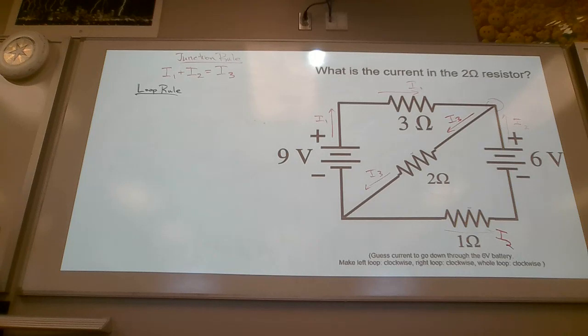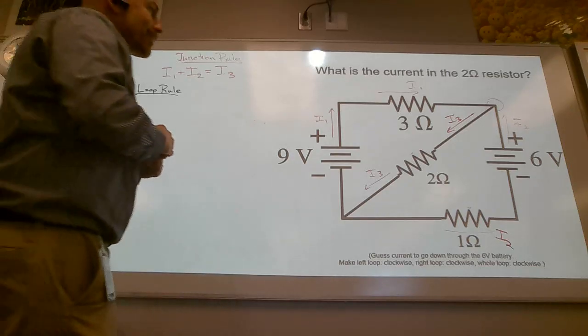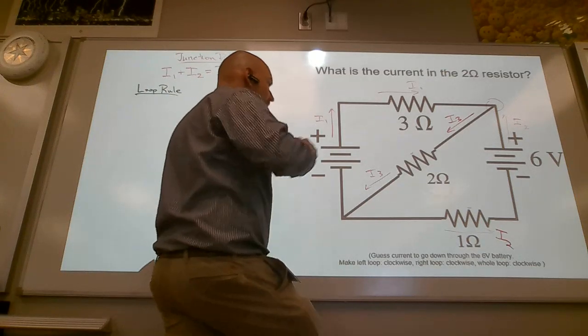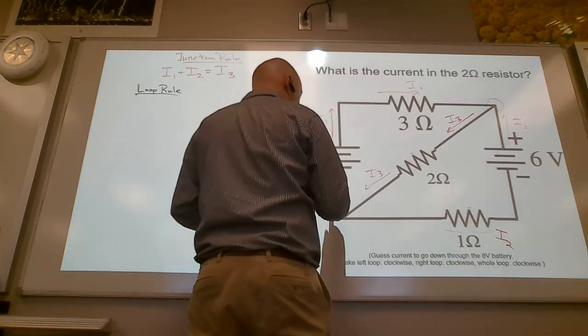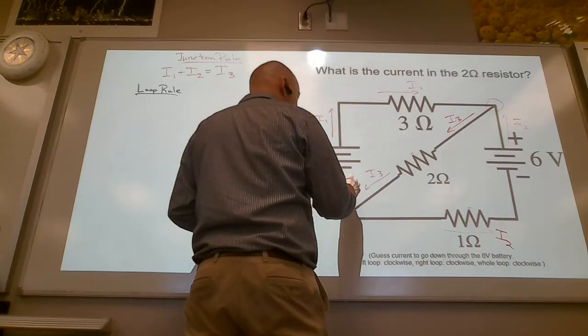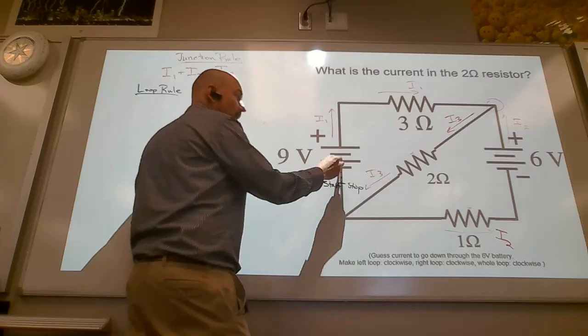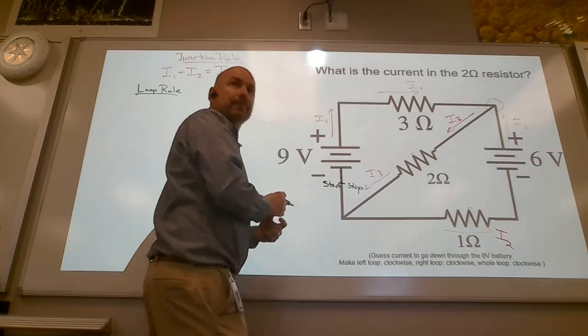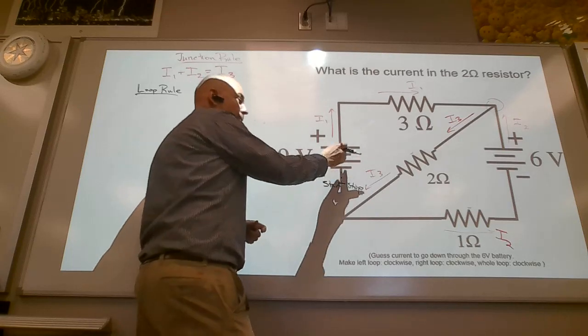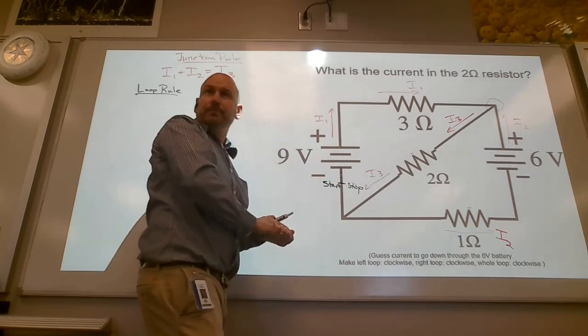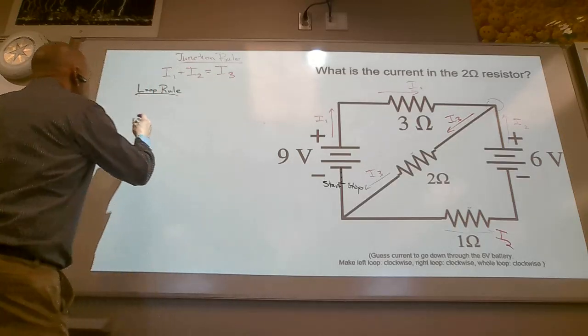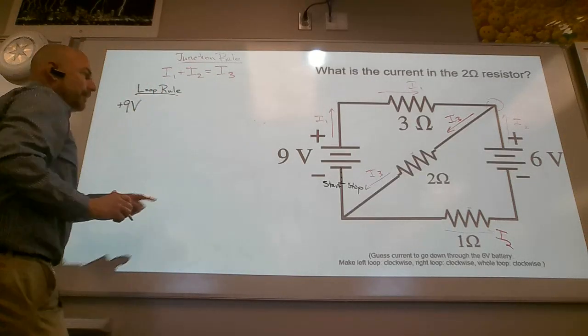Okay, so what we're going to do is explore, traverse the path through a loop. If we start here, I'm going to start and stop here. So I'm going this way. Here, I go across a battery. This is a voltage gain in the way this is hooked up. Good with that? So I have a 9-volt gain.